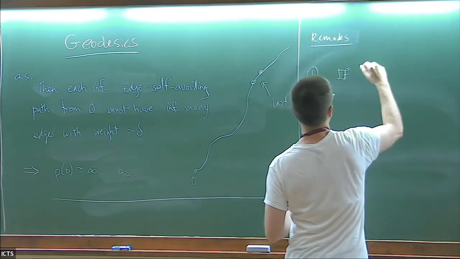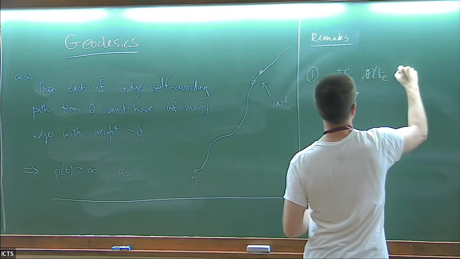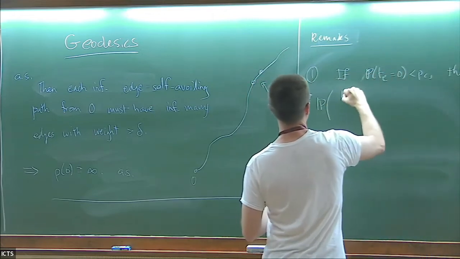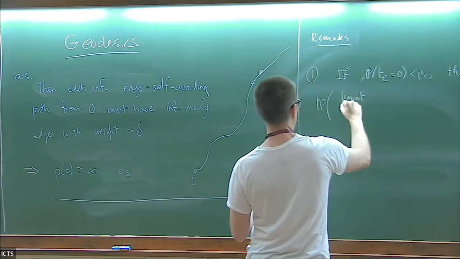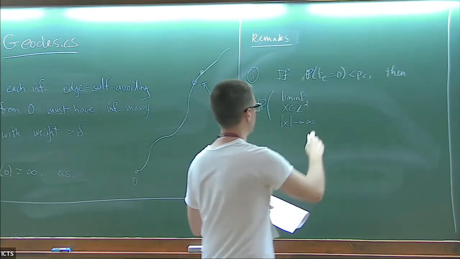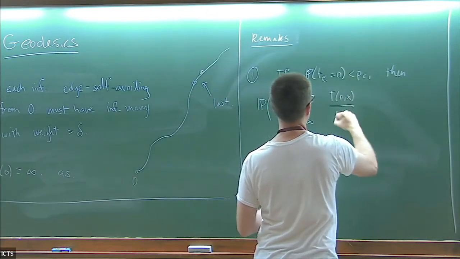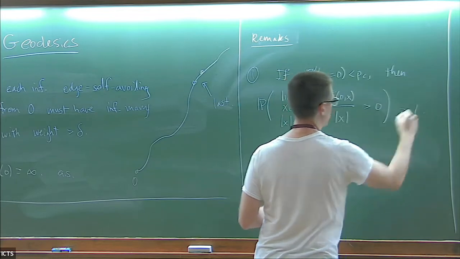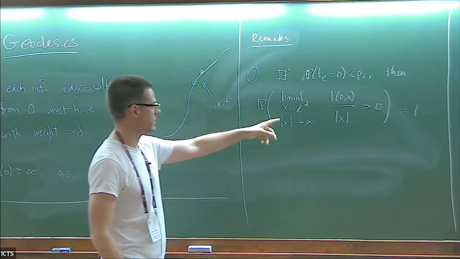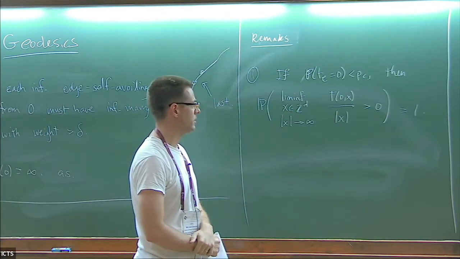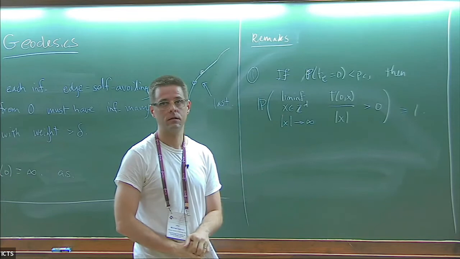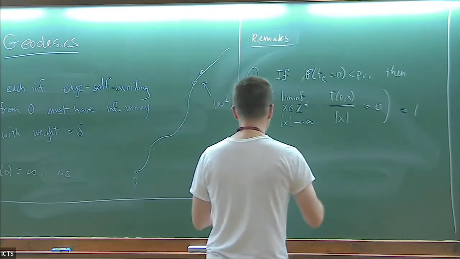So if probability T equals 0 is less than PC, well, then we get probability that the lim inf as x in ZD, x goes to infinity, of T0x divided by norm of x is positive is 1. So if we go to infinity in any direction and look at the passage time divided by norm of x, that's positive. This says that the passage time is linear at least. We don't need any moment condition for that. So this is done by Krishnan.